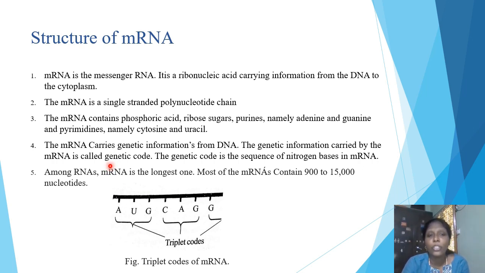The genetic information carried by the mRNA is called genetic code. The genetic code is the sequence of nitrogenous bases in mRNA. Among RNAs, mRNA is the longest one. Most of the mRNAs contain 900 to 15,000 nucleotides.